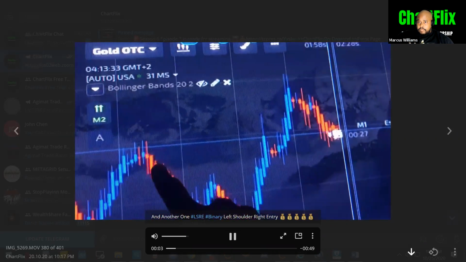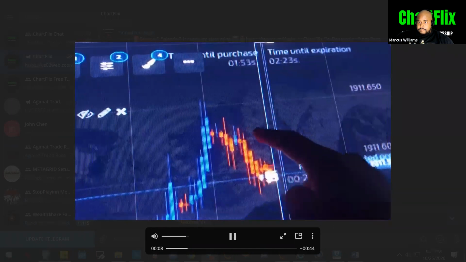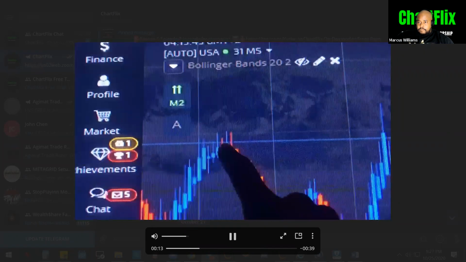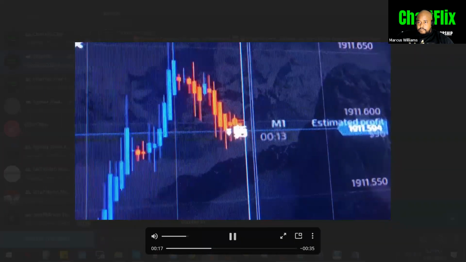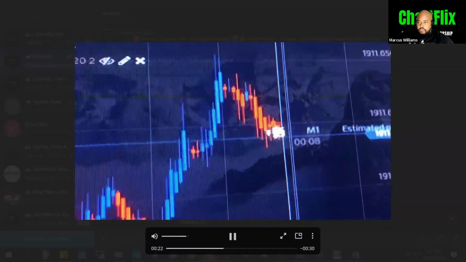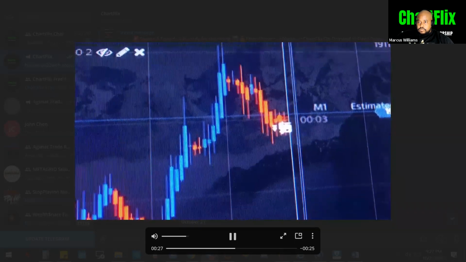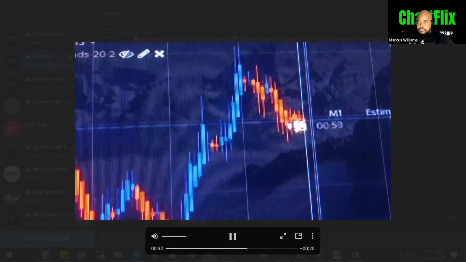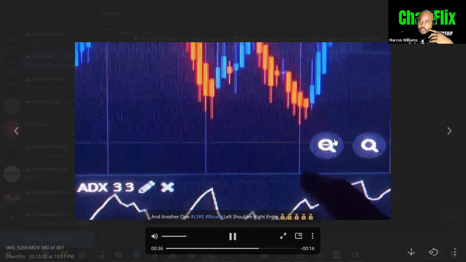This was a left shoulder right here. We broke it with the head, and then we come back to the price of the left shoulder. Okay, in 19 seconds, I'll be out of this trade. This will be my 3rd left shoulder right entry trade for the night. So we caught $96 on that trade.